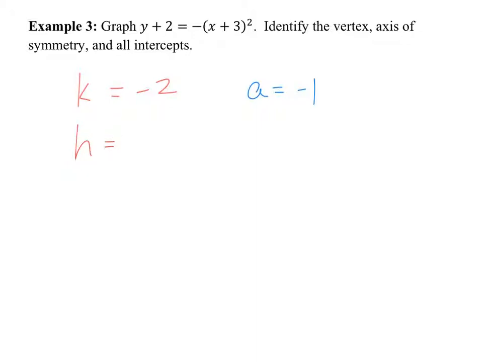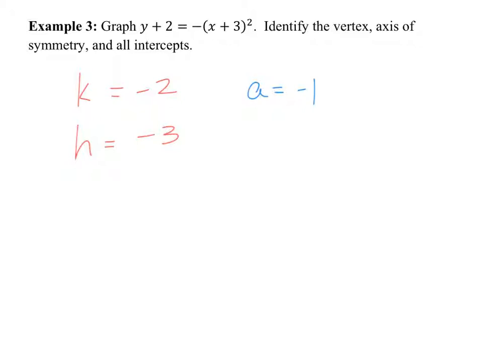H. Somebody else? H. Jenna? Negative 3. Okay, again, because a comes as the coefficient of this whole thing, whereas h comes as this addend, this thing that's added on. And we remember that we could think of the opposite of that sign if we want to, because the vertex form is x minus h quantity squared. So we've identified those 3 things, which are very useful.